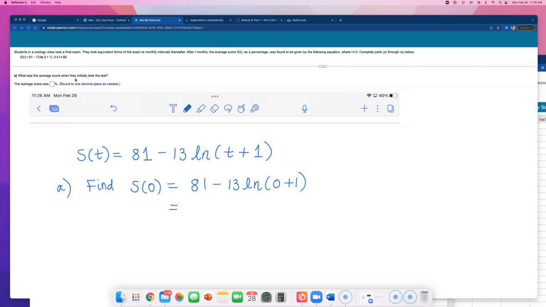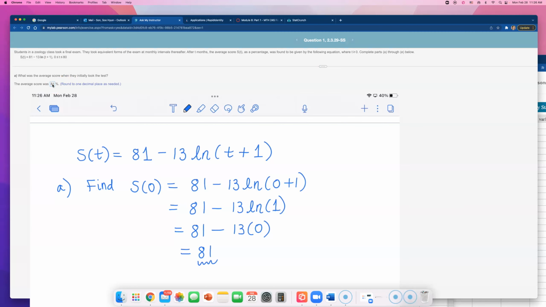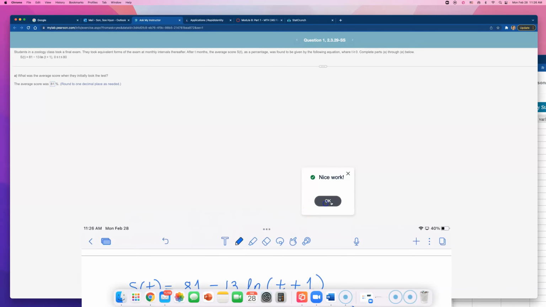You can use a calculator, but look, natural log of 1, that's just going to be 0. So we're having 13 times 0. So the initial score must be just 81. So I'll type in 81% for my first answer and go on to the second.